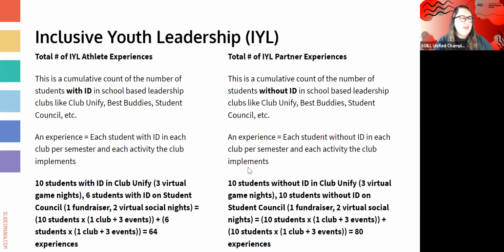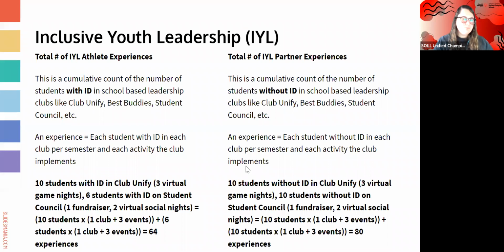So the athlete is any student with an intellectual disability in your school, in school-based leadership clubs like Club Unify or whatever your club may call it, or whatever your school may call it. I've heard Hawk Pals, a lot of different club names out there, but whatever your unified club is. Best Buddies, Student Council. There was one school I met with that had a respect club that they were working on unifying in addition to their Club Unify. And the club's focus was all about respect across your school.